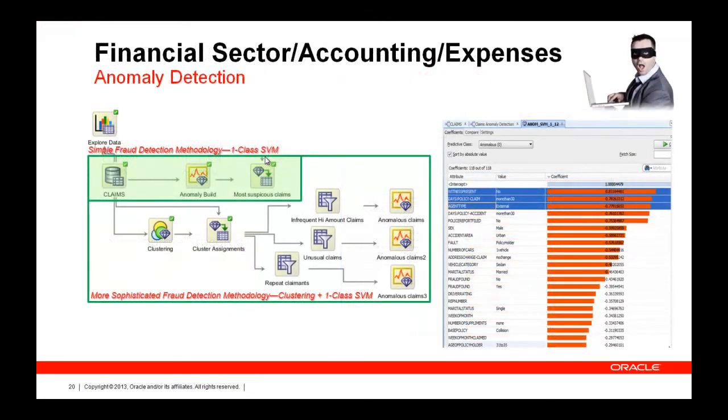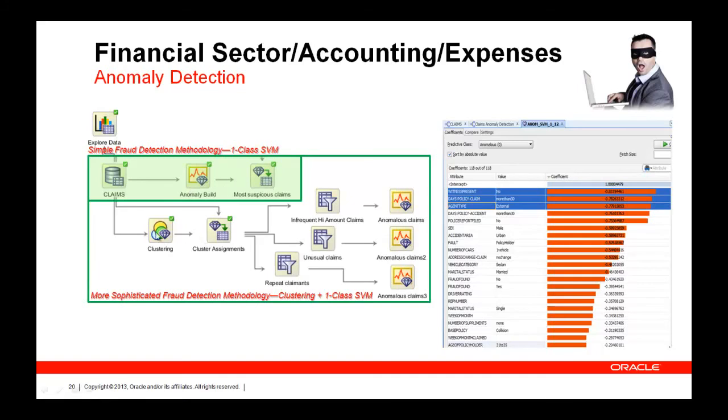Now the nice thing about doing this all inside the database is it's very easy to set up more sophisticated, more complicated analytical flows or analytical pipelines. And here we do our simple model flow where we take our claims data, we build a model, and then we apply it and we rank and sort these as the most suspicious claims.